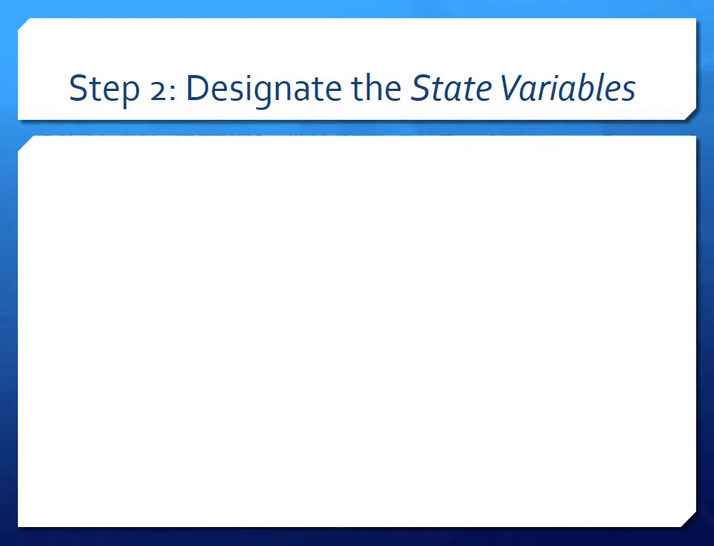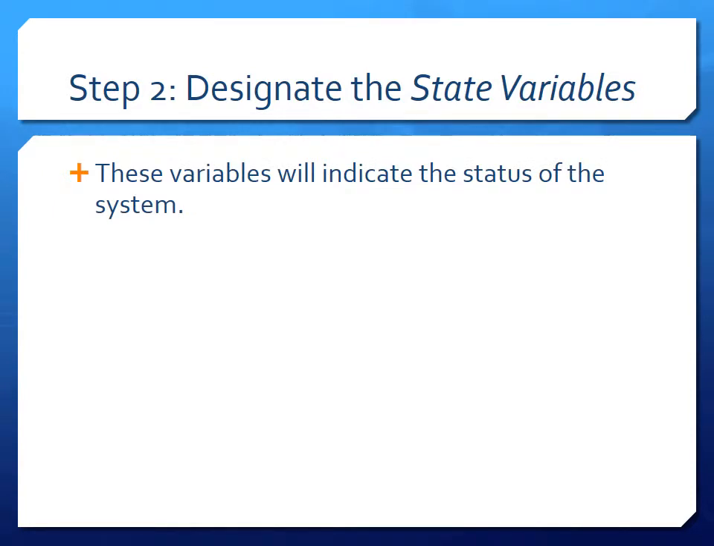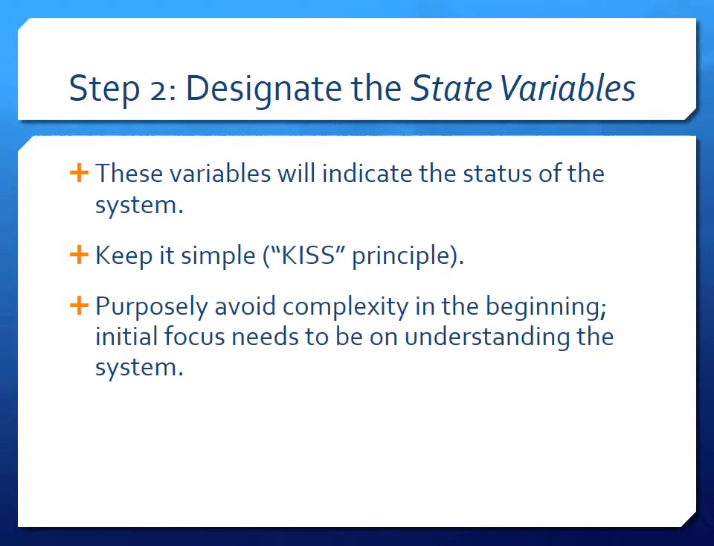The next step is to designate the state variables. Now, remember that by definition, these variables will indicate the status of the system. I will come back to this principle time and again. I like to call it the keep it simple principle, or what others call the KISS principle. We're going to purposely avoid complexity in the beginning. The initial focus needs to be on understanding of the system.